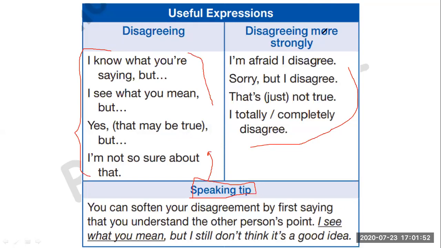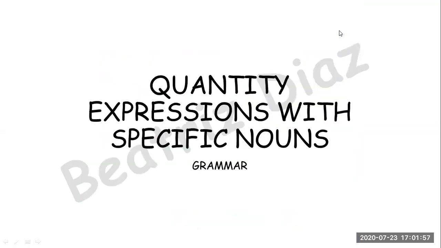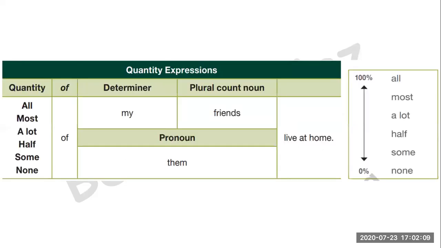Okay, so let's see the next. This is the grammar: quantity expressions with specific nouns. As you see here, we have the quantity expressions. Remember, this is the same thing that you have in your books, right? All, almost, a lot, half, some, none. Here you can see in numbers what each expression means.